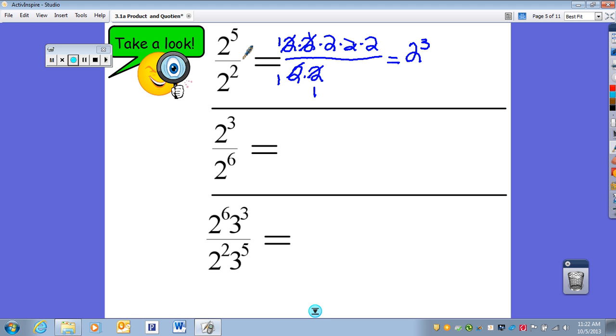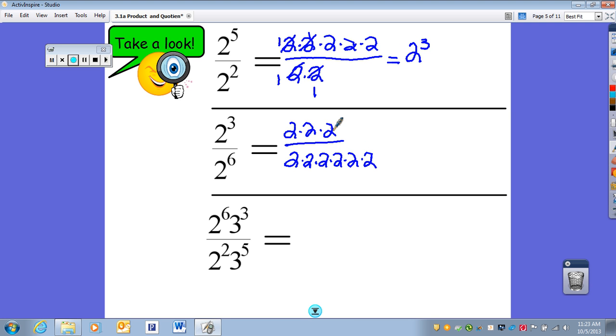power. And in the denominator, I have 1 times 1, which is 1. So if you take a look at our two exponents, 5 and 2, what math operation could I use with them to get my final result, which is 3? Think about that. In our next example, we have 2 to the 3rd power. If I write it out as repeated multiplication, I have 2 times 2 times 2. And in the denominator, I would have 2 to the 6th power, or 2 times itself 6 times.